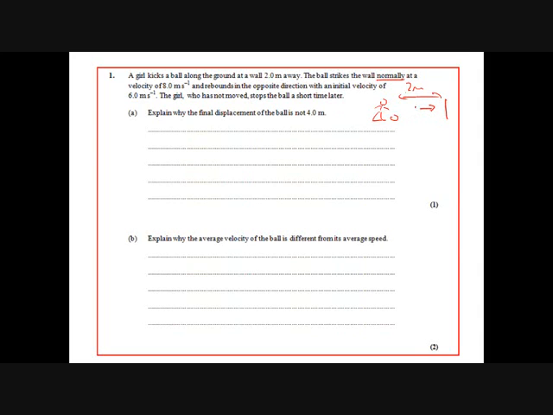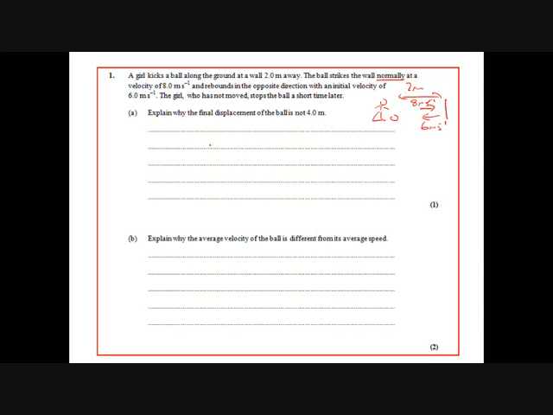So it's going to go this way at 8 meters per second. And it rebounds in the opposite direction with an initial velocity of 6 meters per second. So it's coming back at 6 meters per second. The girl, who has not moved, stops the ball, so she traps the ball nicely there. Explain why the final displacement of the ball is not 4 meters.